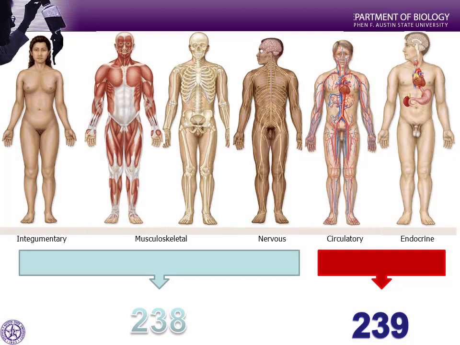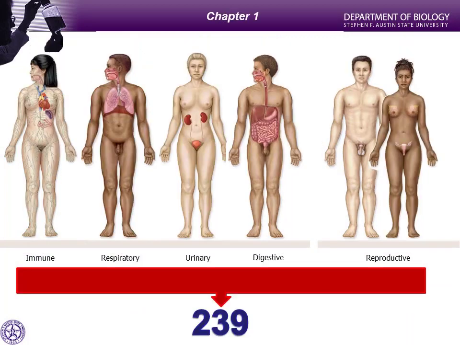Now, next semester you get to 239. You're going to cover circulatory, endocrine, immune, respiratory, urinary, digestive, and reproductive. Y'all going to be busy in 239. But you got to get through 238 before you get to 239.